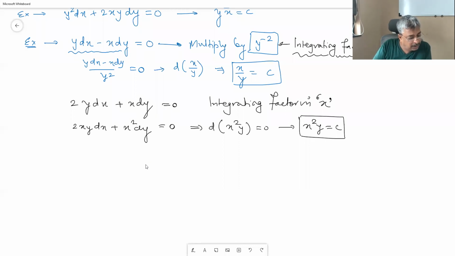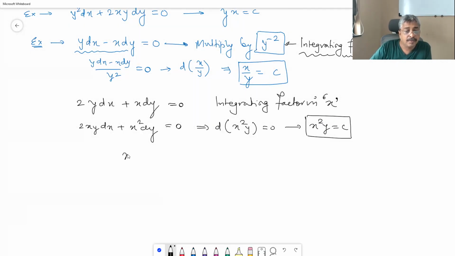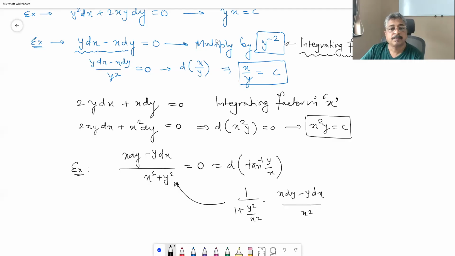Okay. Can you tell me whether this is exact or not? x dy minus y dx upon x square plus y square is equal to 0. Is this exact? Check. What is this the derivative of? Yes, this is an exact differential equation and the LHS is the derivative of tan inverse y by x.